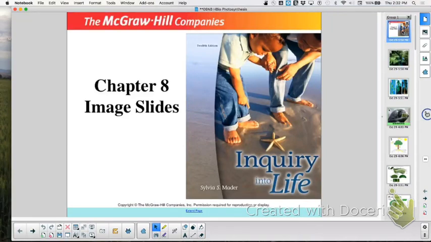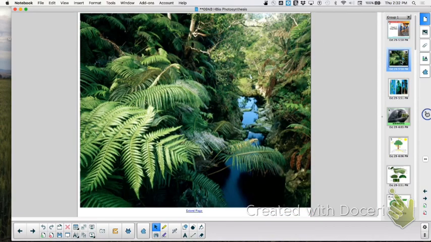Specifically Chapter 8, where we're focusing on photosynthesis. So let's hit all the key target points.